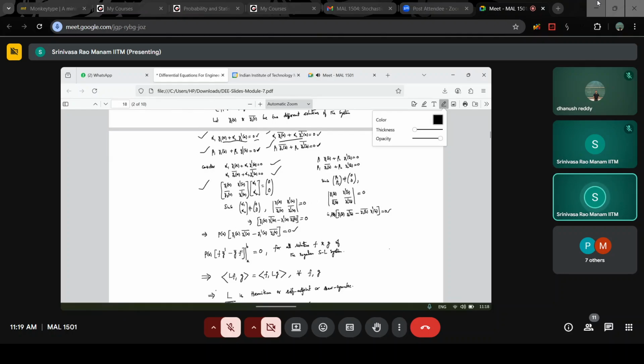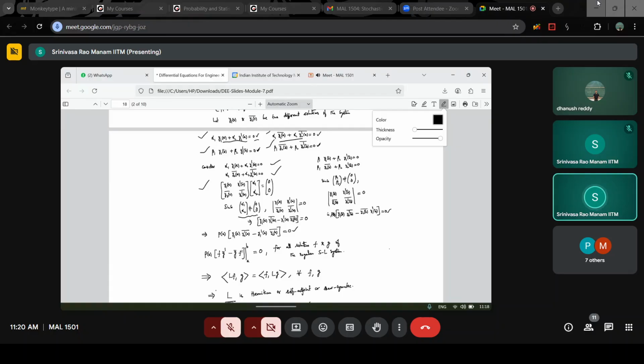So alpha 1, alpha 2, we know that not both of them are 0. So that means you have a non-zero solution for this Ax equal to 0 system. So that means the determinant has to be 0, right? Otherwise, if the determinant is actually non-zero, it implies alpha 1, alpha 2, both of them have to be 0.